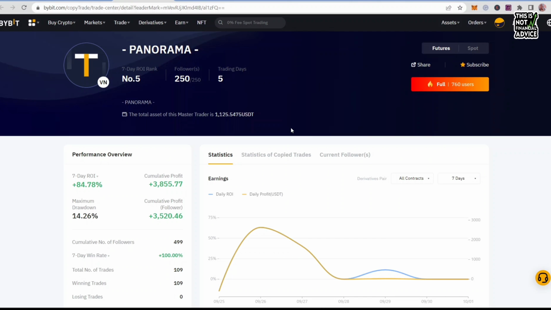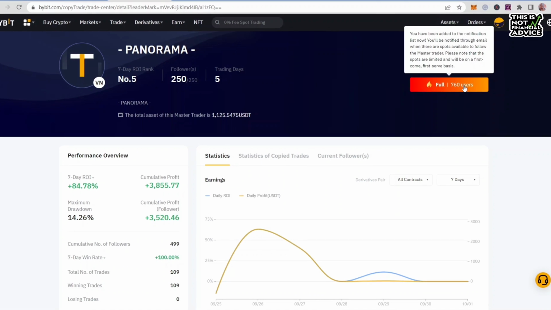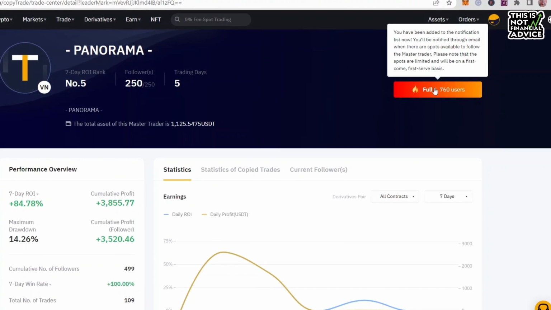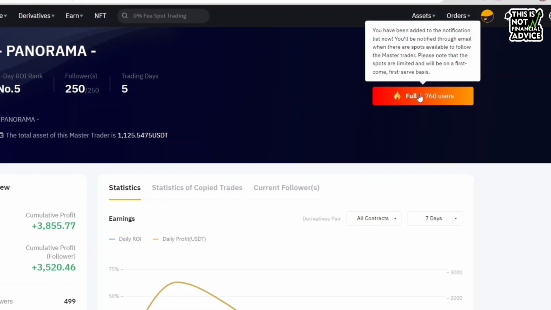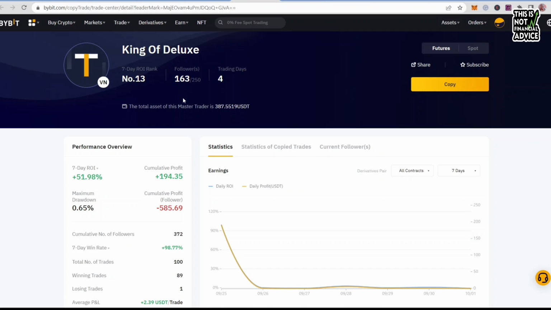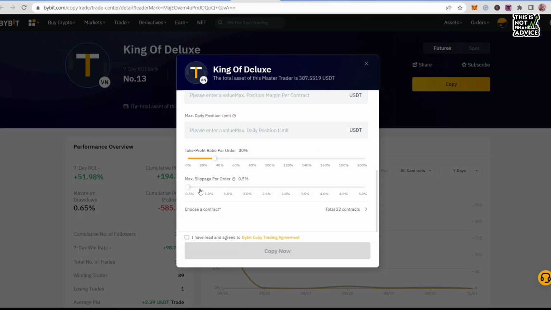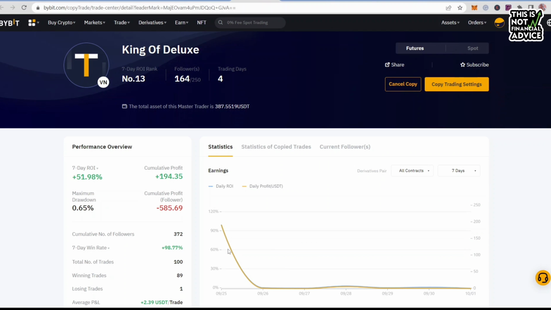So upon waiting for my deposit to arrive on my Bybit account, you can see that this user is already filled up. So I'll just have to look for another master trader. So after searching through, I come across this King of Deluxe, so I'm just going to click on copy. Then with that, I click on I understand, then click on copy trade, then wait for it to load up, and automatically you have copied this guy's trade, and this is just how it is.